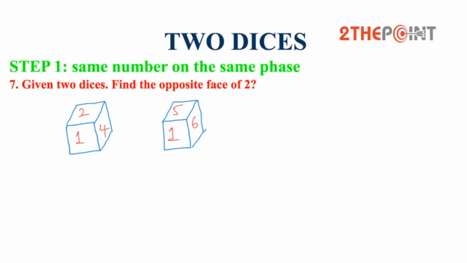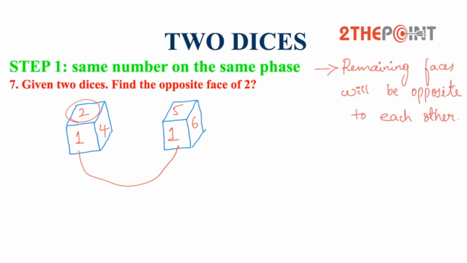Here they have given you 2 dice and asked you to find the opposite face of 2. In the first step, check whether the same number is present on the same face. Yes, the same number, that is 1, is present on the same face, in the front face. So here you can use a logic that if the same number is present on the same face, then the remaining 2 faces will be opposite to each other.